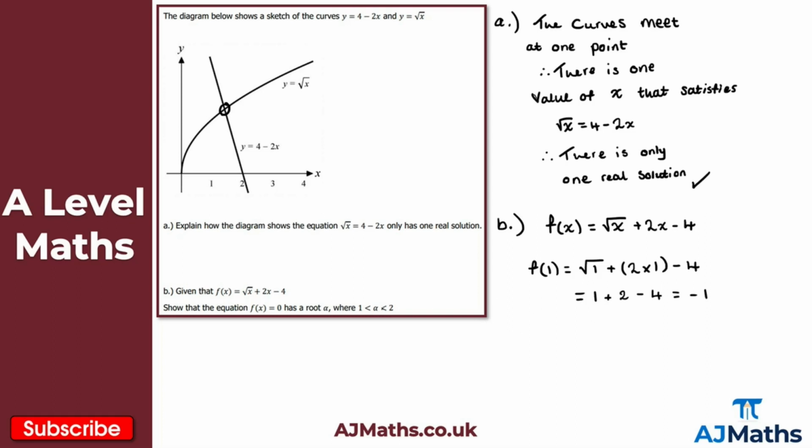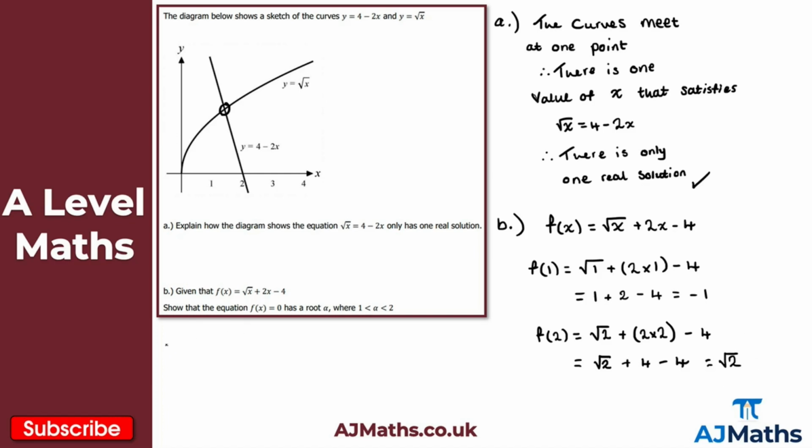What we need to do now is consider f of 2 here. For f of 2 in this case, that would be the square root of 2. We've then got 2x here, so that's 2 times 2, and then we've got minus 4 here. So the square root of 2, leave that as it is. 2 times 2 is 4. And then we've got minus 4 here. So 4 minus 4, that would give us 0. We just get left then with the square root of 2. Okay. So we've got minus 1 here, so that's negative. We then got the square root of 2 here. So what we've got here now is a change of sign.